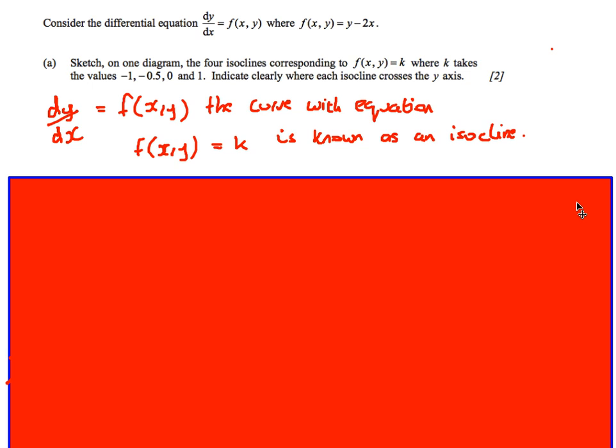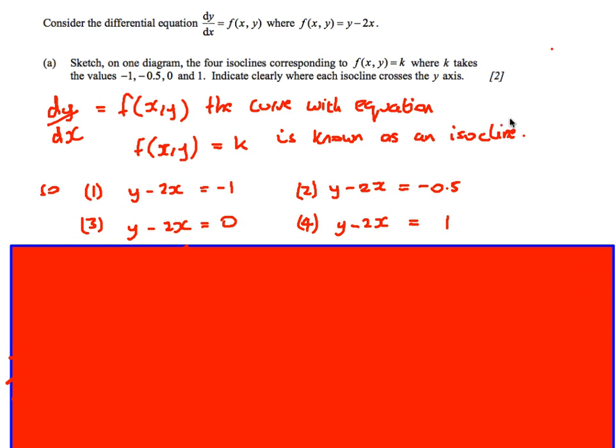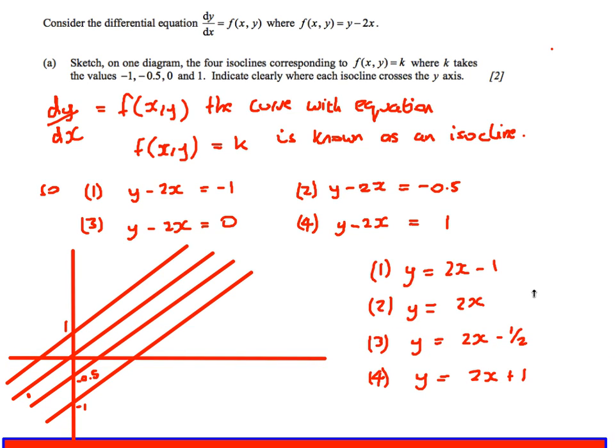So all we basically need to do for this is to say, in this case k is minus 1, so I set my function equal to negative 1, I set my function equal to minus 0.5, I set my function equal to 0, and I set this function equal to 1. So I end up with 4 linear equations. There we go, my first equation, y equals 2x minus 1, I've just rearranged that, and so on, and I can see the points where they cross the y-axis. So that's my first part. I've sketched my isoclines.